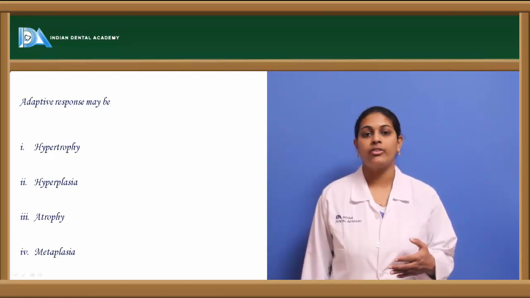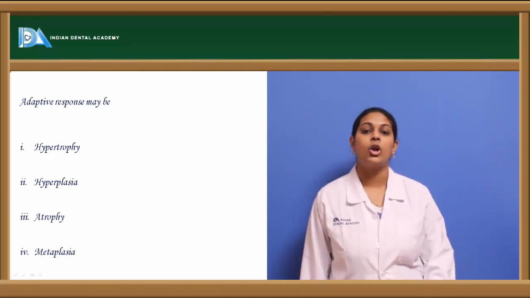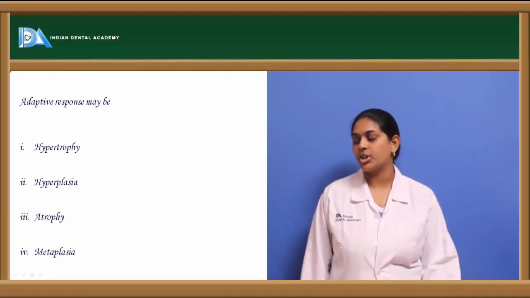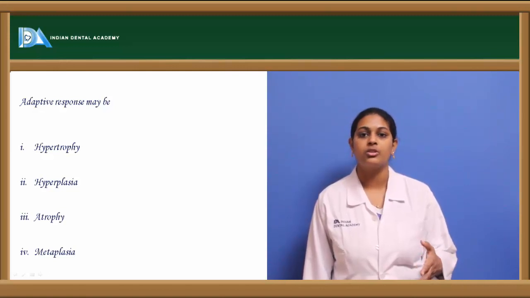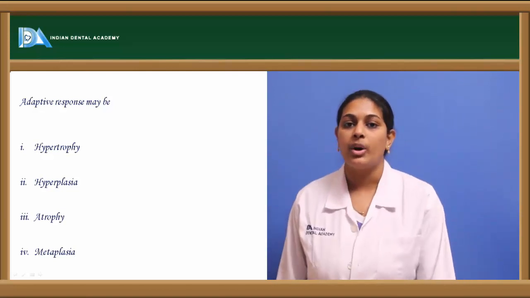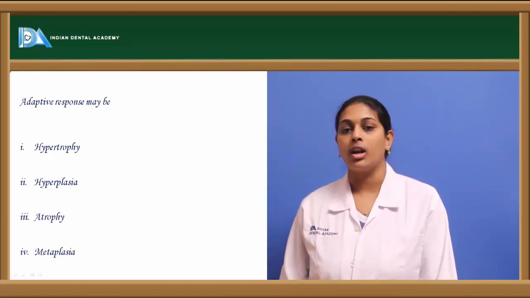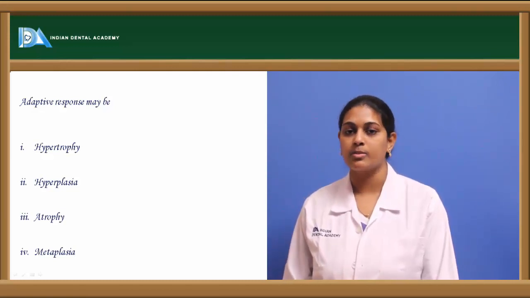And atrophy. Atrophy is when unwanted cells are removed, resulting in complete loss of the structure. And metaplasia is an adaptive response, that is, there's a change in the type of cell from one cell type to another cell type, where we see a change from columnar epithelium to squamous epithelium in certain allergic conditions. That is known as metaplasia.